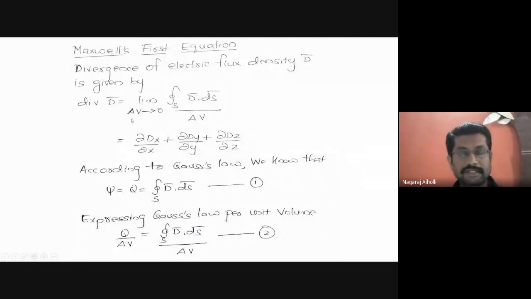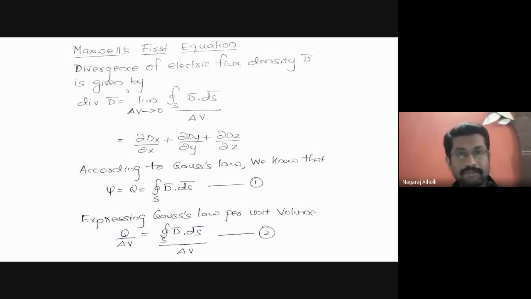Equation for divergence. Try to recollect the test question, where I had asked you to derive the equation for the divergence, or to define the divergence theorem and then derive the equation.